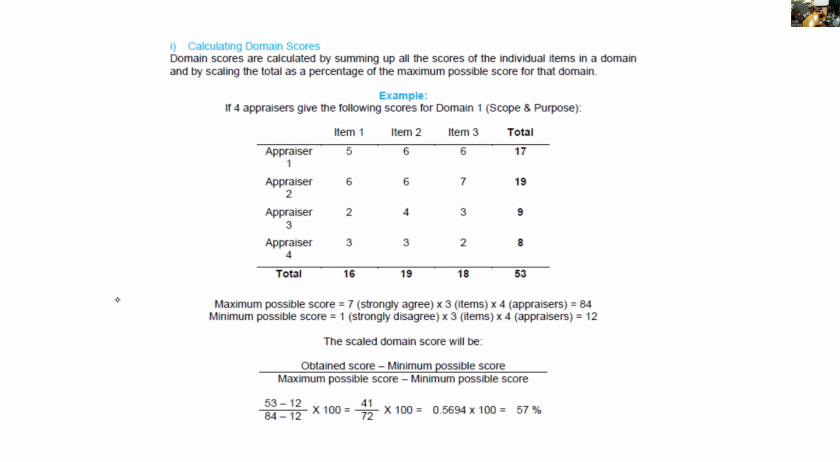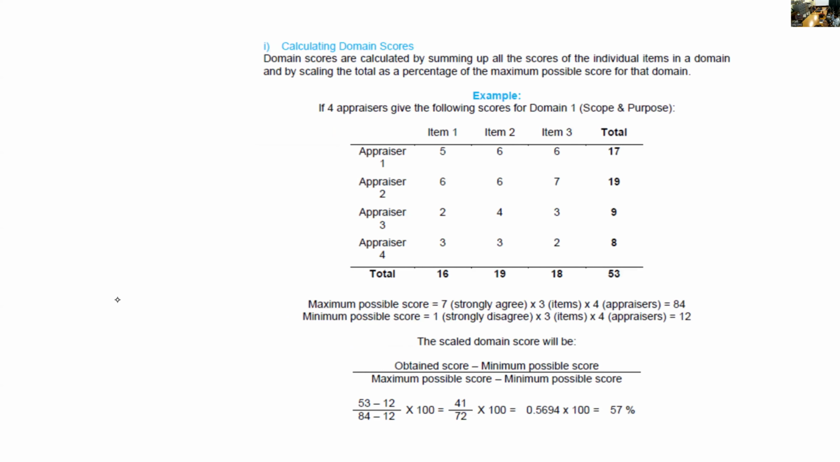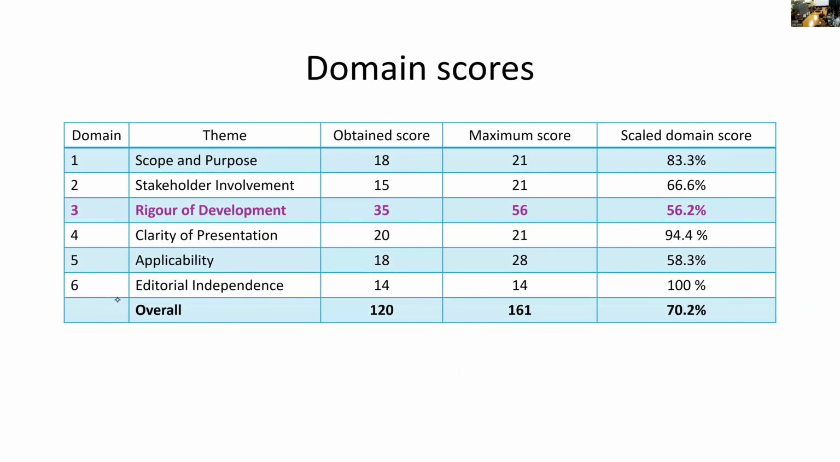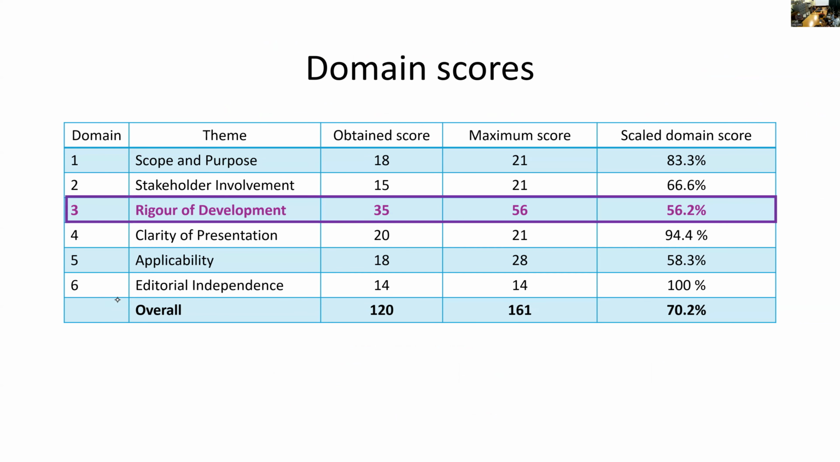So we finished the first part, which is rating the guideline on each domain. The next is the overall global rating. So this is the domain score calculation. Ideally, you need to have 4 appraisers. For us, it is just 1 appraiser. And you will get this domain score by doing the obtained score minus minimum score, divided by maximum minus minimum. So I had done that for each of these domains. Like you can see, and like what we have also looked at, the third domain had done fairly badly. It has obtained a score of 35 on the maximum score of 56. So the domain score is 56.2%.